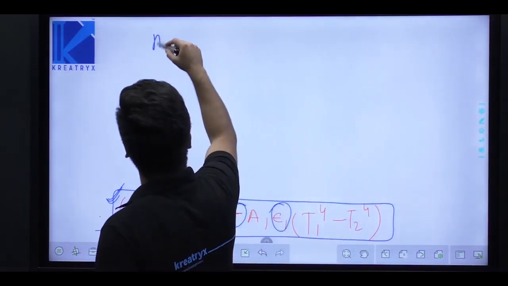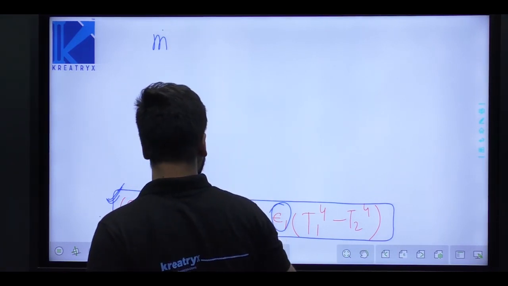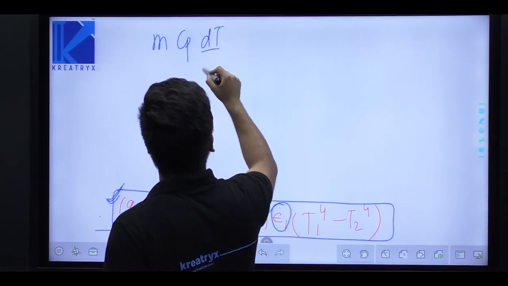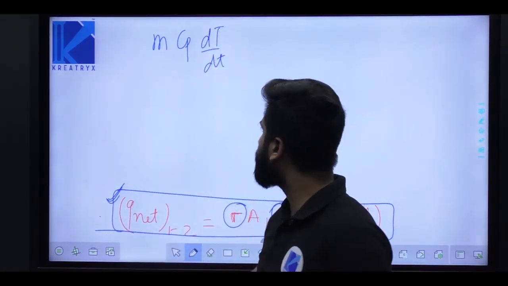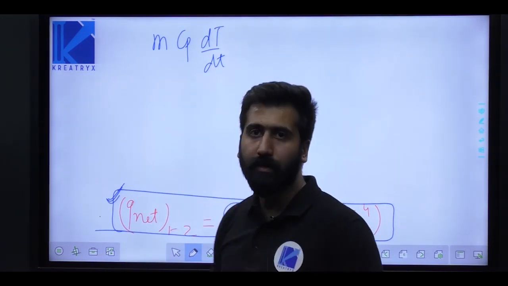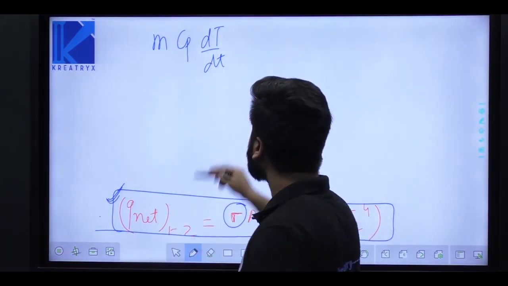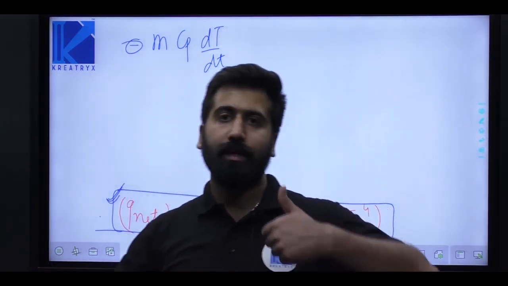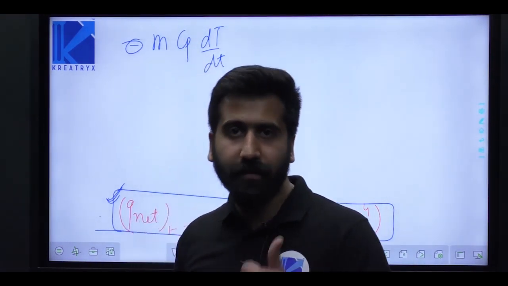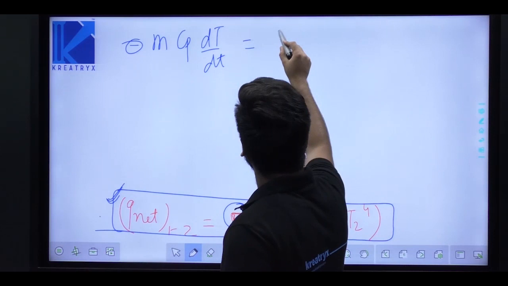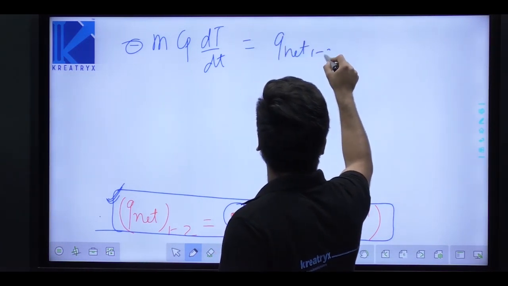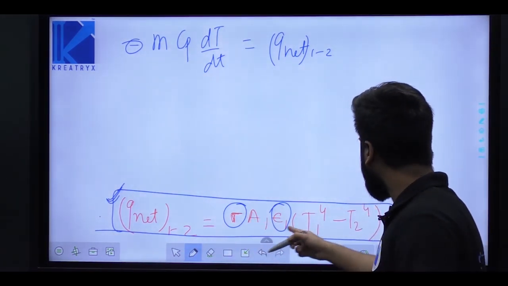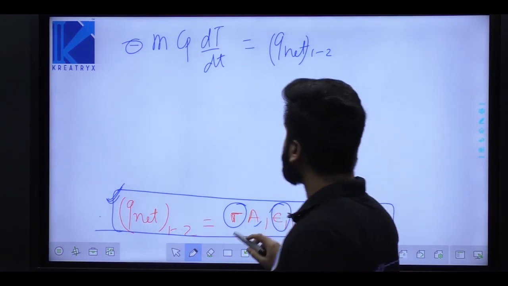This will be m Cp dT by dt. Here dT is the temperature change, and the small dt corresponds to the rate part. This should have a negative sign, because the sphere's temperature is going to decrease. This will be equal to Q net, which we have found out, because we have all the values: sigma, epsilon 1, the temperature values and the area also.